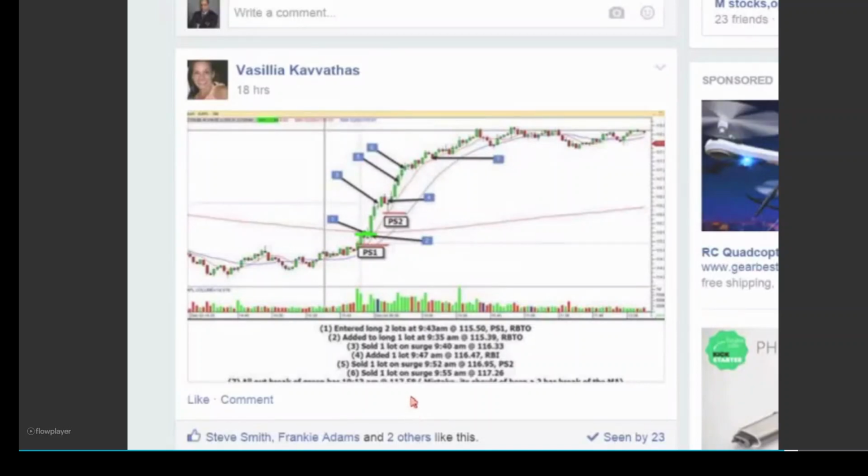And so she is adding at 2 and 3. So 3 she sold. So she thinks she's got like a little 5 here. So she sold. She goes back in and adds on this bottoming tail bar here, if you can see it. And then she takes some off the table here at 6.